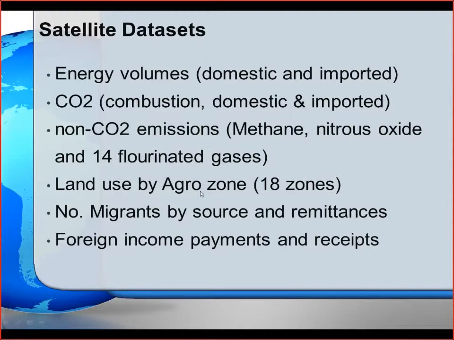And we just recently released the land use data for 18 agroecological zones. And we also have the migration data, number of migrants by source and remittances, foreign income payments and receipts for the dynamic model. So we have something called the GDyn database.